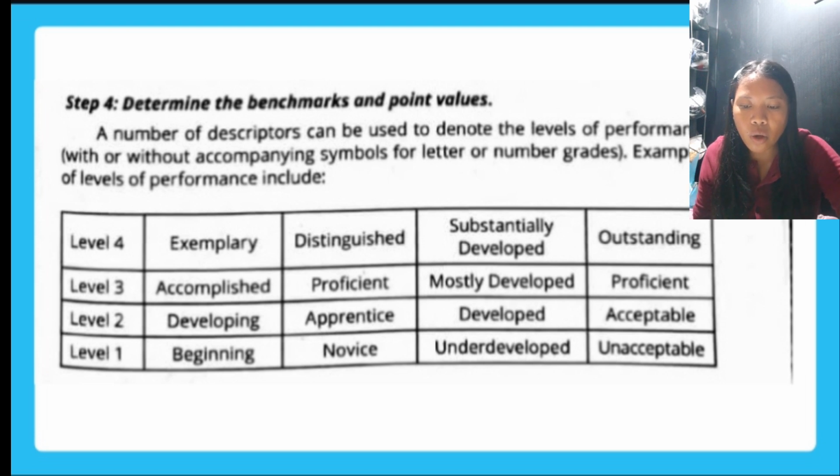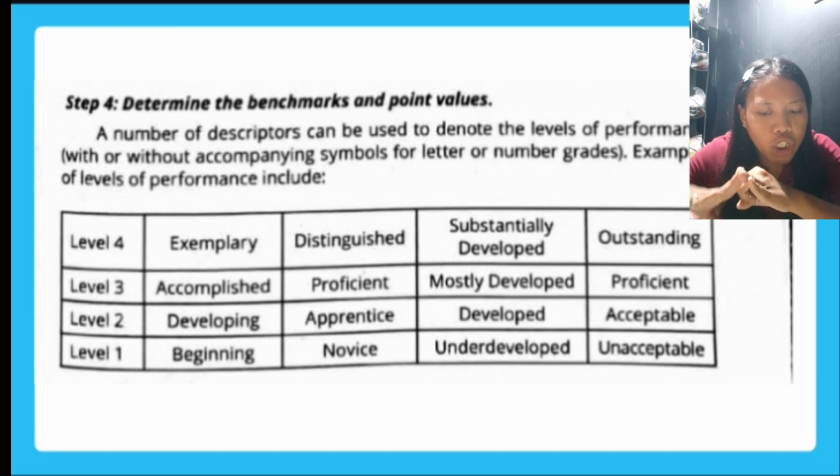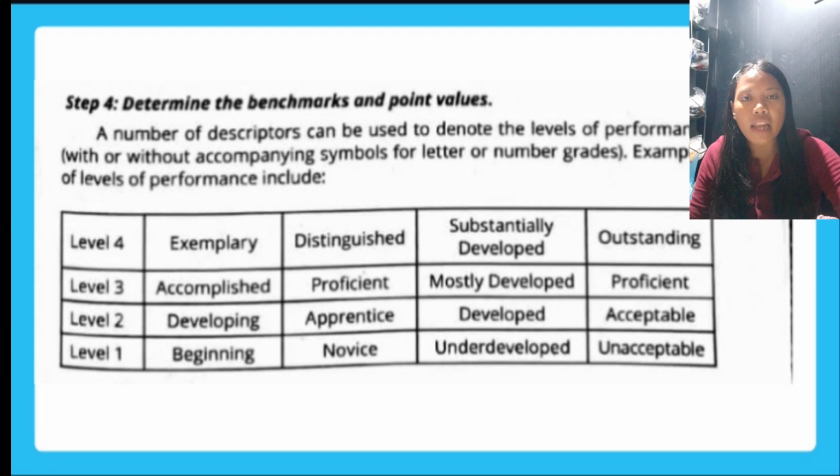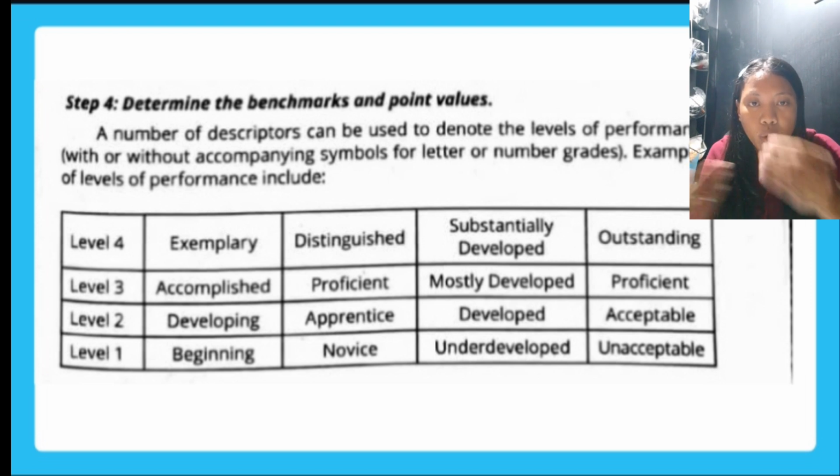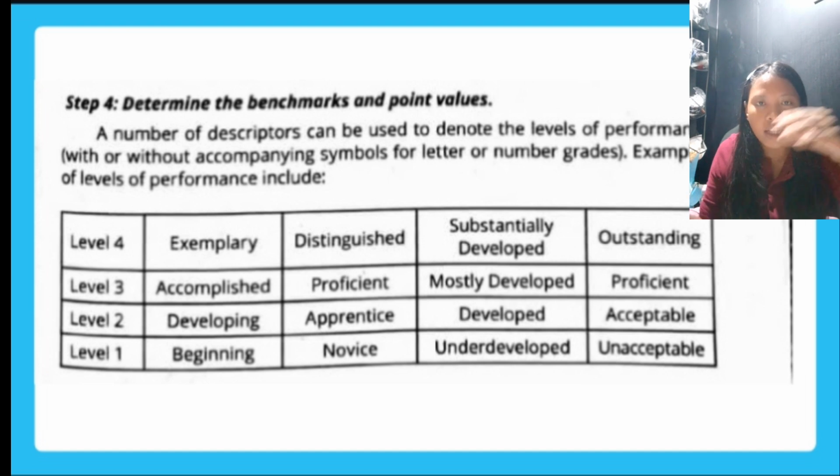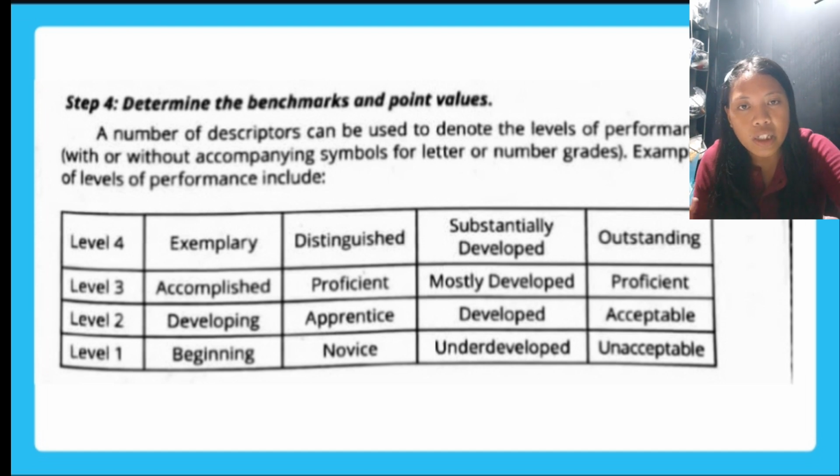And then we are now going to proceed to the last level, which is the highest level, the level 4. Its common labels are exemplary, distinguished, substantially developed, and outstanding. At this level, the analysis is thorough, and it uses multiple valid methods, and it clearly connects findings to the research question. So that's for the levels.